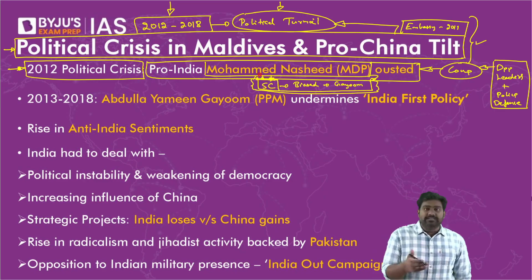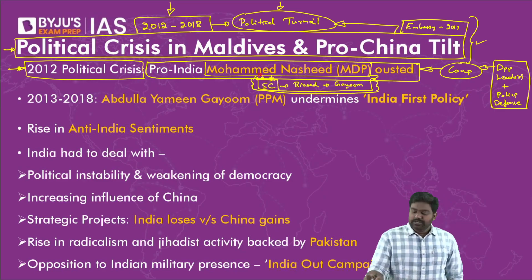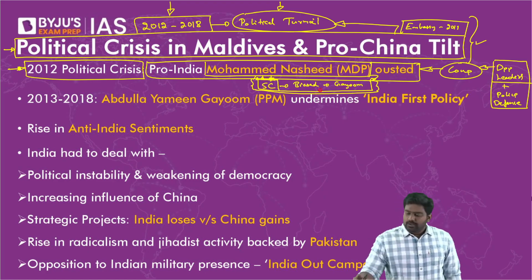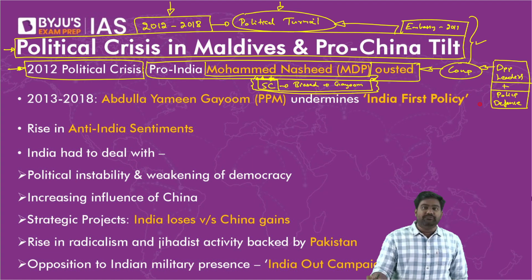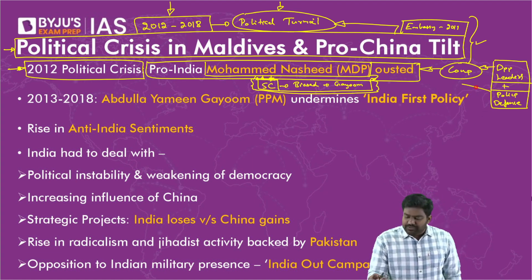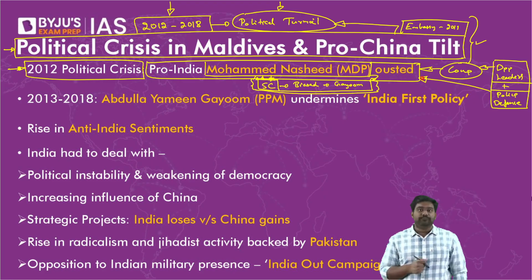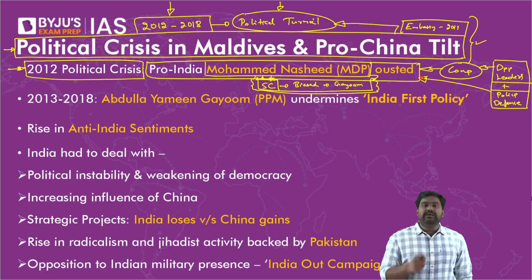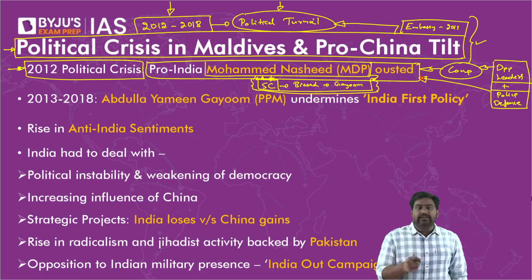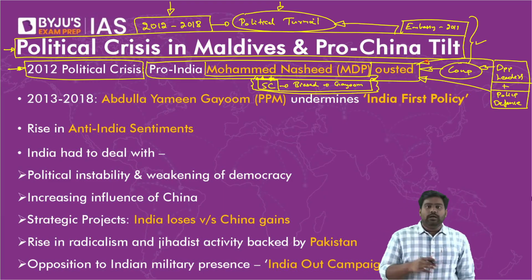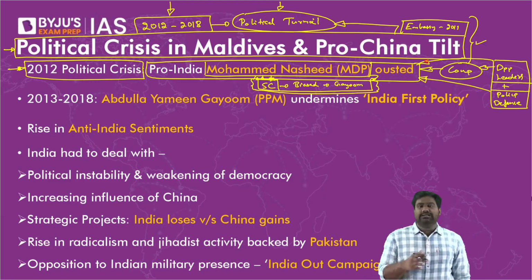So following this political crisis, opposition leaders who opposed Mohammad Nasheed, with the support of a few police and defense personnel, threatened Nasheed, removed him from power, and took over the government. This was an undemocratic takeover. An elected leader was removed, an elected government was toppled, and these opposition elements took over control, and that created a major crisis in Maldives.